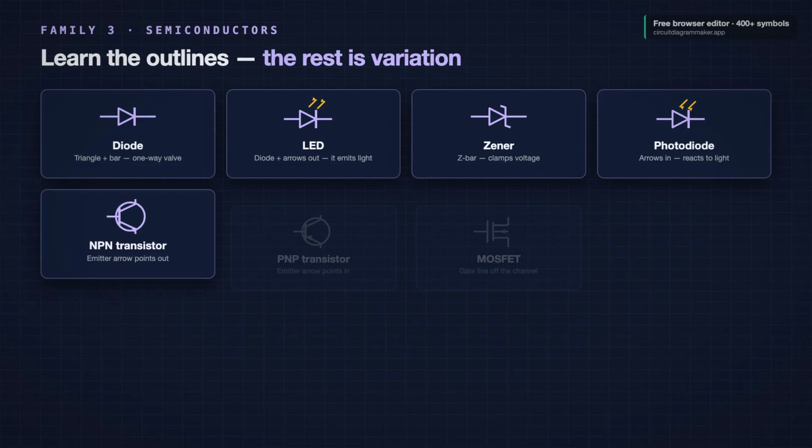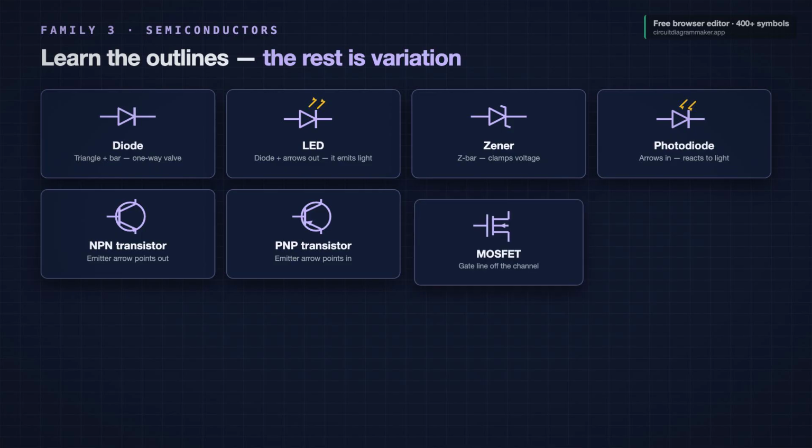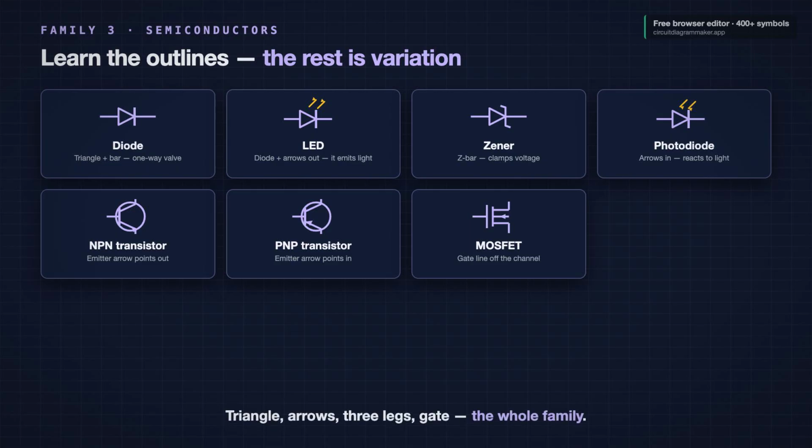Now, the transistor, the switch and amplifier at the heart of every chip. The bipolar transistor is a circle with 3 legs: a base, a collector, and an emitter. If the emitter arrow points outward, it is an NPN. If it points inward, it is a PNP. The MOSFET is its modern cousin, drawn with a gate line sitting just off the channel. Do not memorize the pins yet.